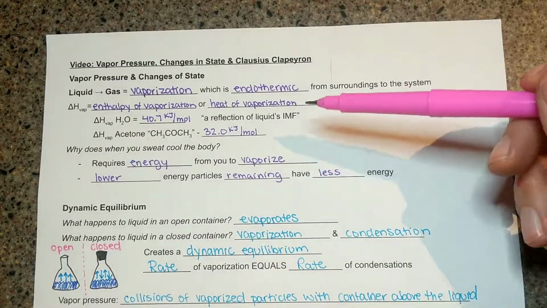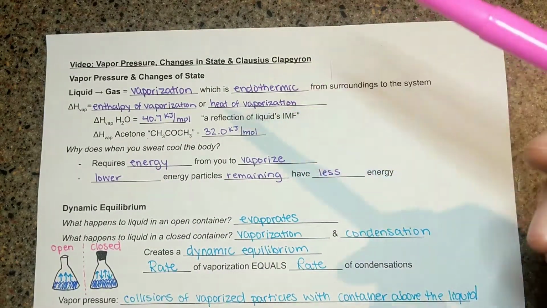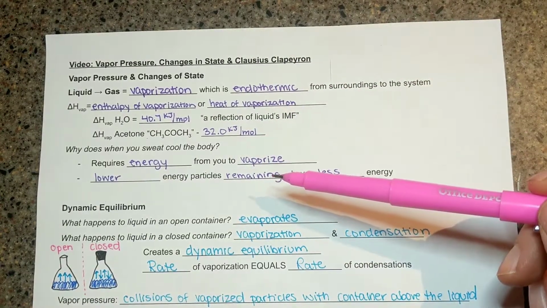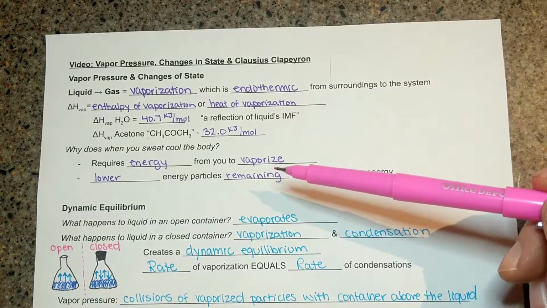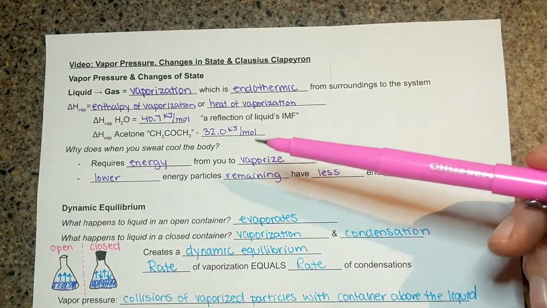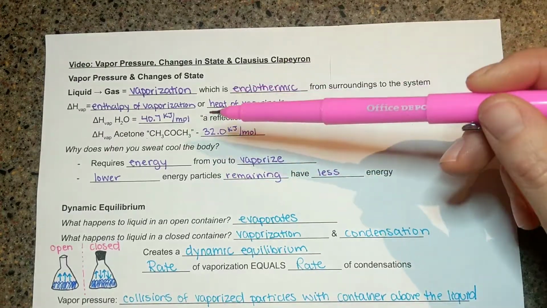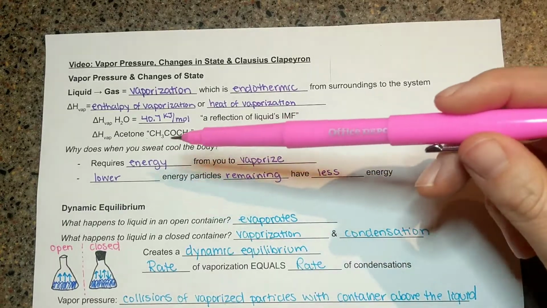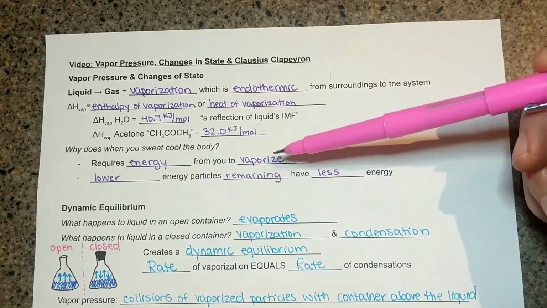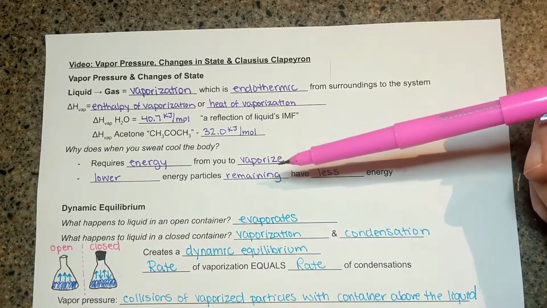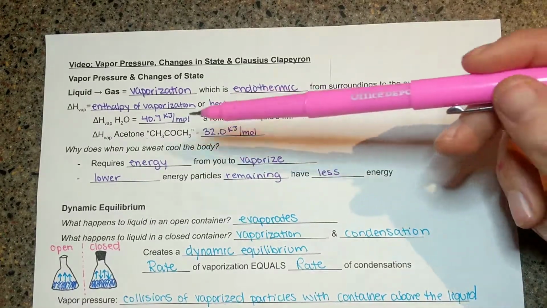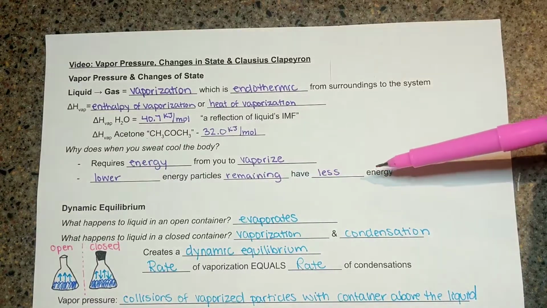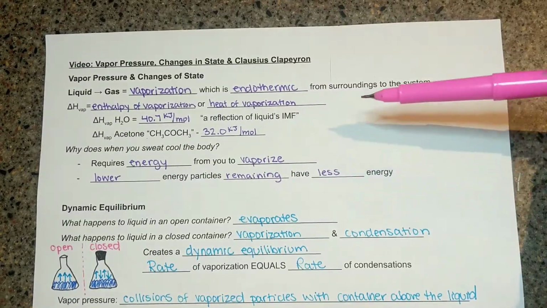This is also why your body sweats to cool itself. To sweat, you have water come out onto your skin, and then that water on your skin vaporizes. To do that requires energy, and that energy has to come from your body. So the heat goes into the water particles on your skin, giving them energy to evaporate. Lower energy particles will remain, which will feel cooler because they have less energy on your skin, and you'll feel cold.